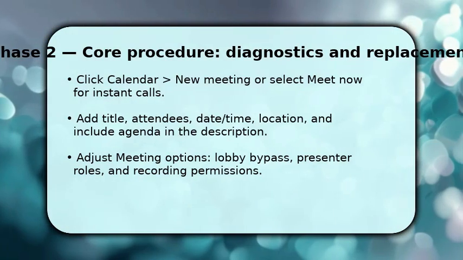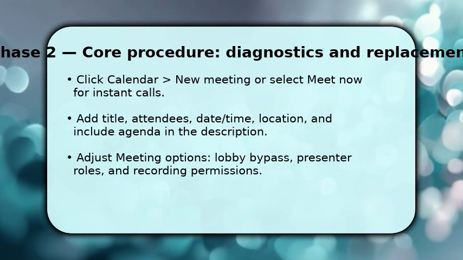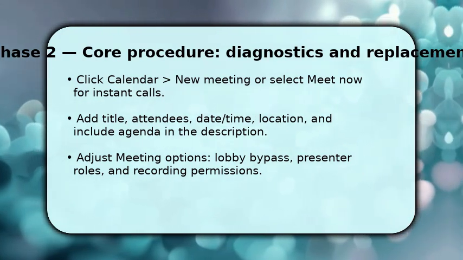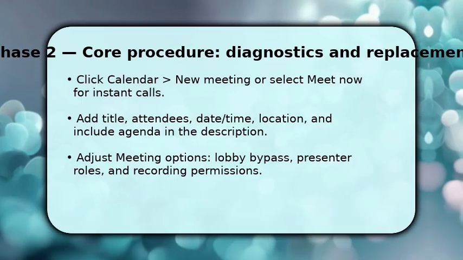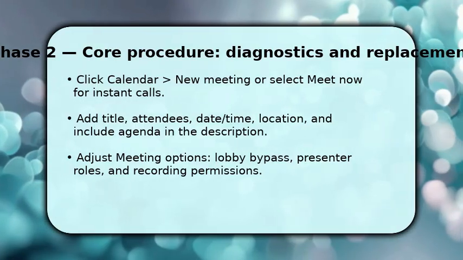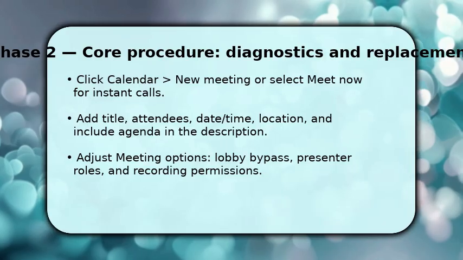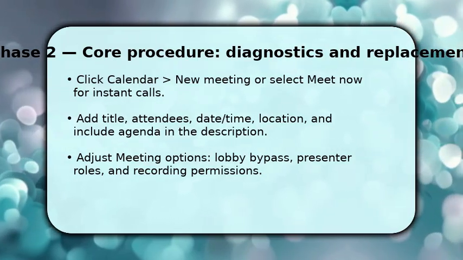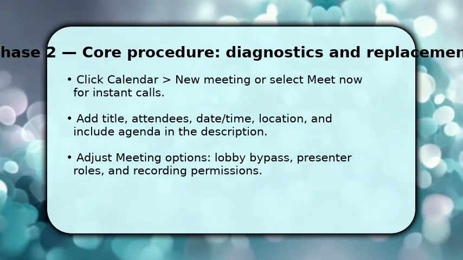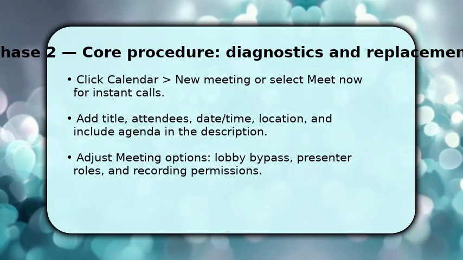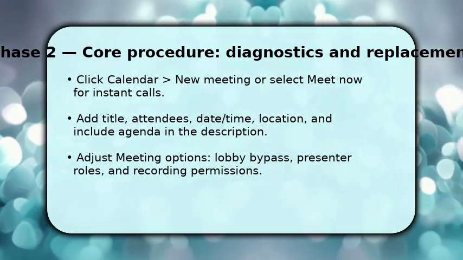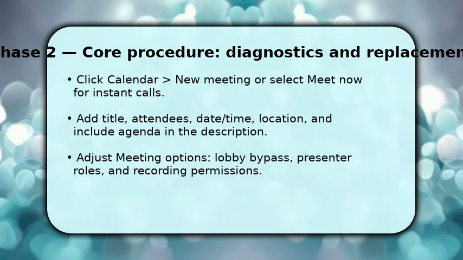You create the meeting by using Calendar New Meeting. Fill the title and invitees so everyone sees it in their calendar. Once done, paste a short agenda in the description to set expectations and add a Teams channel if you want conversation history. Make sure to open meeting options to control lobby behavior and presenter roles, because these settings determine who joins directly and who can record. Then, save and send the invite so participants receive the link.